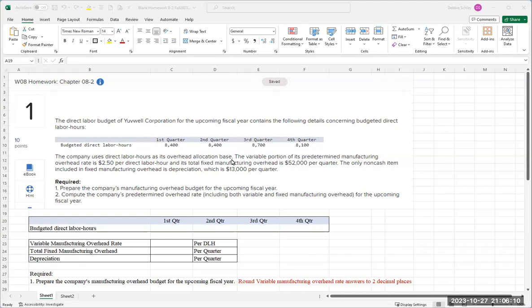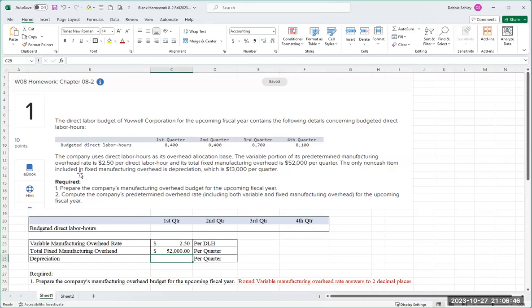So remember back to, I want to say, I don't remember which chapter, predetermined overhead rates. Okay. The variable portion of its predetermined manufacturing overhead rate is $2.50 per direct labor hour. So I am going to note that down so I don't lose that number. Okay. What else did they tell me? And its total fixed manufacturing overhead is $52,000 per quarter. So total fixed 52. Okay.